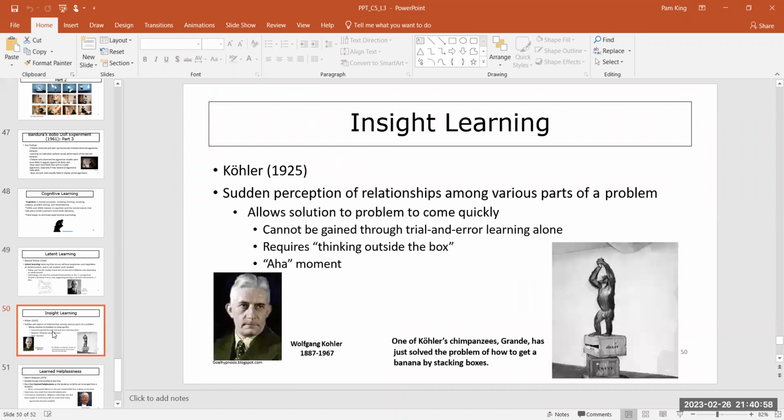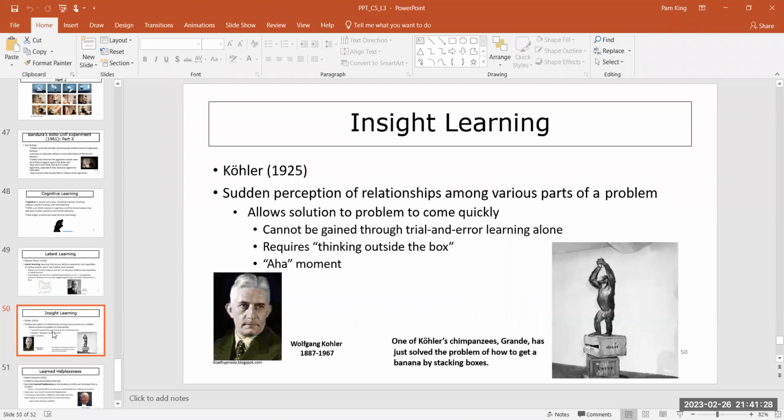Another kind of cognitive learning was put forth by Wolfgang Kohler. He called his insight learning. Insight learning is a form of problem solving in which the organism develops a sudden insight into or understanding of a problem's solution.